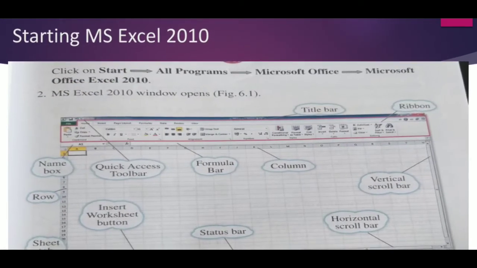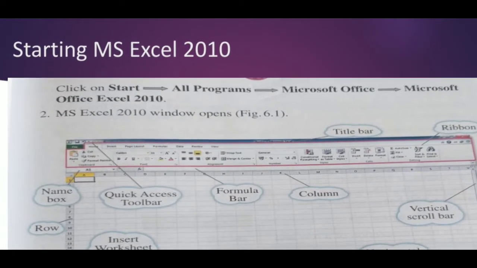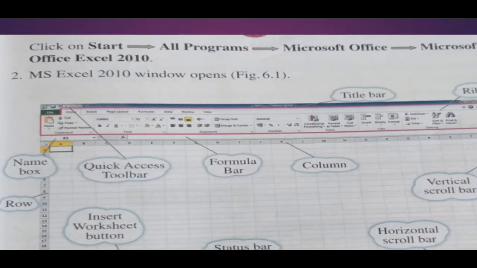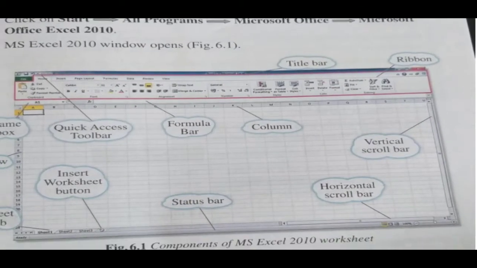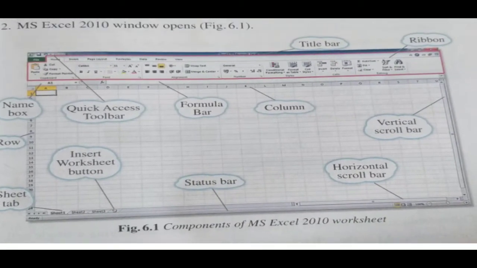You can see, firstly click on Start, then select All Programs, then select Microsoft Office, then select Microsoft Office Excel 2010. The MS Excel 2010 window opens. You can see the figure. This is the MS Excel 2010 window.